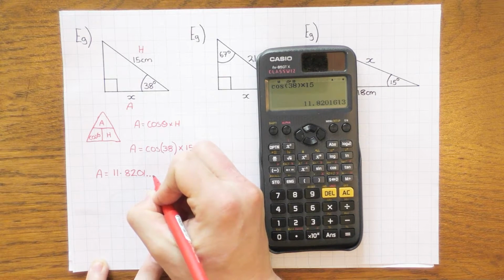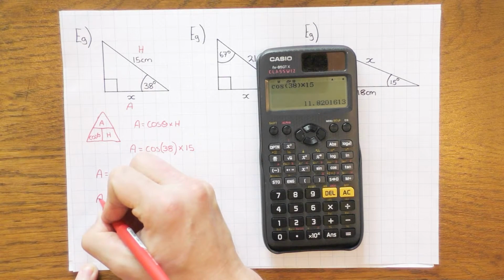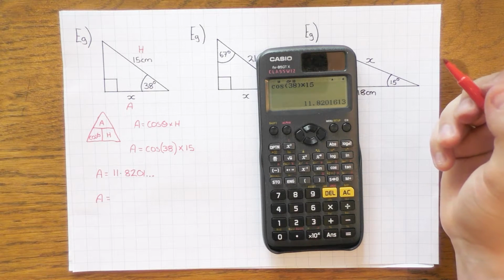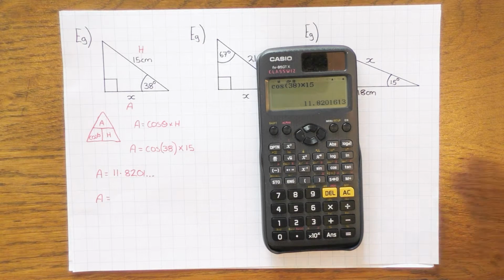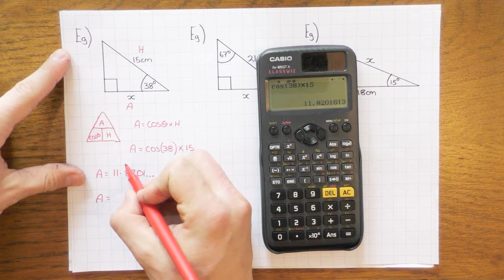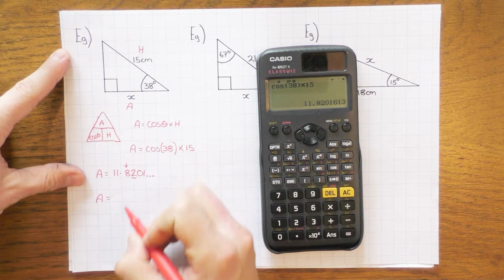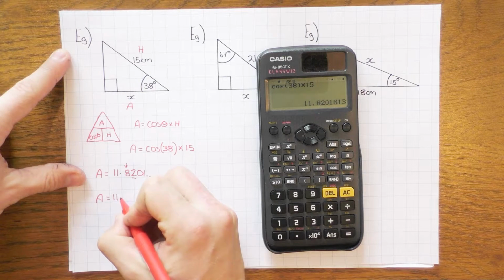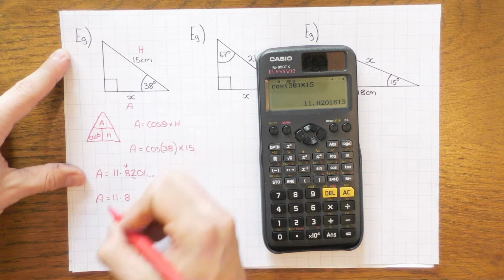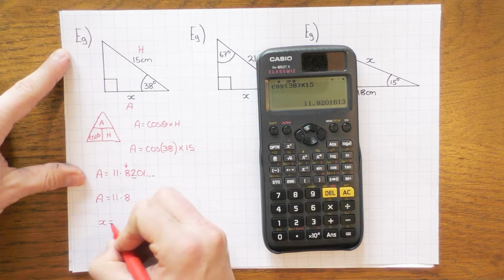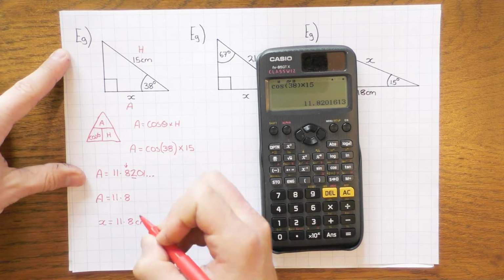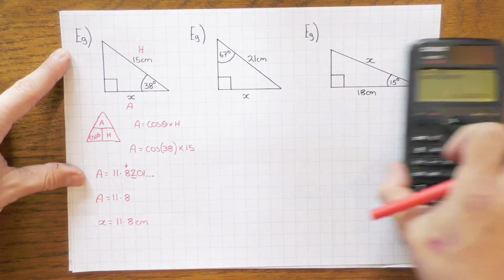11.8201, etc. Now the question might ask you to round it to one significant figure, two significant figures, two decimal places, whatever it is. Obviously, whatever it asks you to round it to, make sure you round it. I'm just going to stick with one decimal place, in which case I'm looking at the 8. 2 tells me to round down, so it'll be 11.8. I've used A here to just represent the adjacent, but obviously it is the value x. And of course the units are centimetres because there's centimetres there.